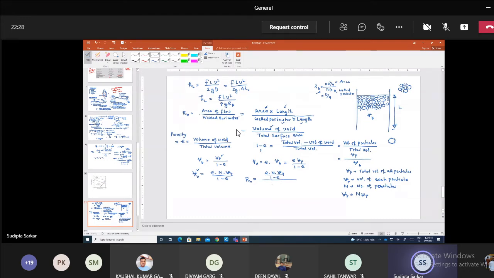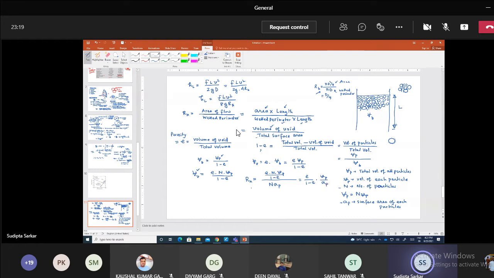divided by total surface area, which is, let us say n number of particles, and the surface area of each particle is AP. So AP is the surface area of each particle. For this purpose, we are considering that all particles have the same size. So n is the number of particles and AP is the surface area of each particle, so the total surface area is n into a. Alright. So n actually cancels out, and what you get is E over 1 minus E into small v by small a.